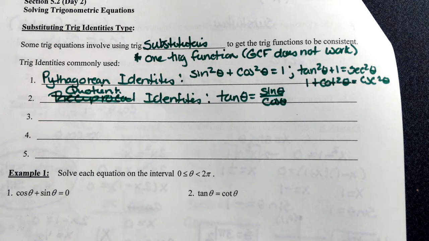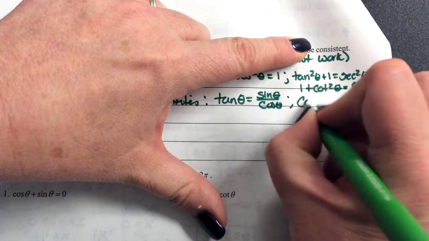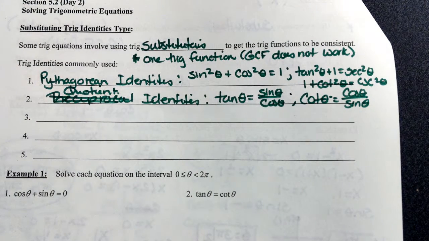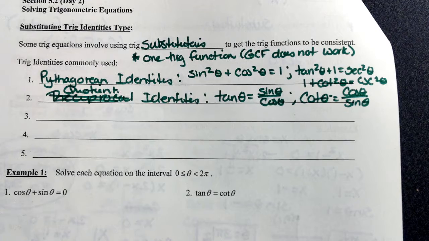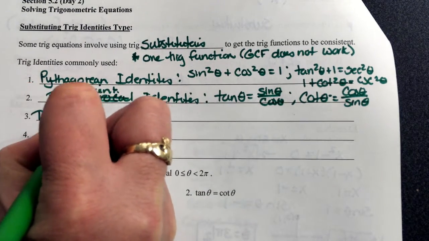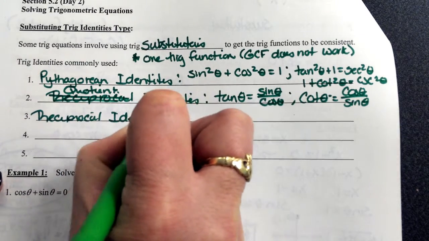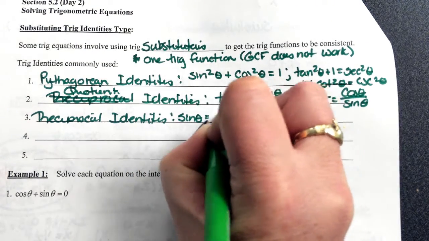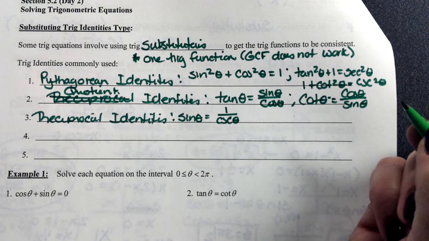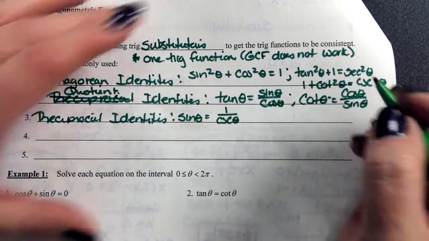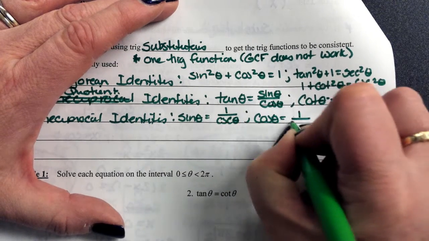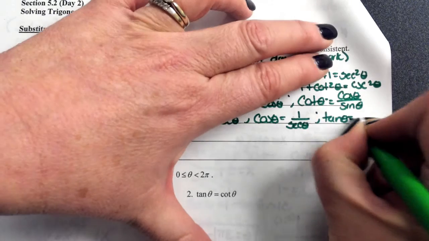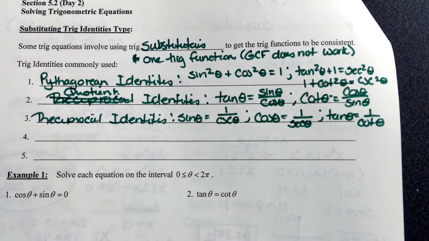So your quotient identities, remember, tangent is equal to sine over cosine. Cotangent of theta is equal to cosine theta over sine theta. So we use those two. And of course we use our reciprocal identities. So remember, by your reciprocal identities, we have sine of theta is equal to 1 over cosecant theta. And then we have cosine theta is equal to 1 over secant theta. Tangent of theta is equal to 1 over cotangent of theta. And then, of course, we have the other versions as well, the other 3.